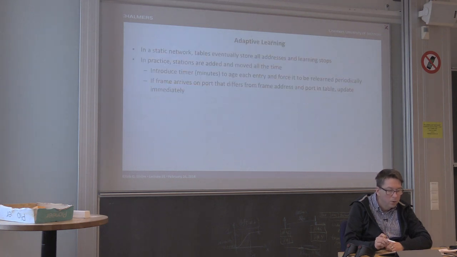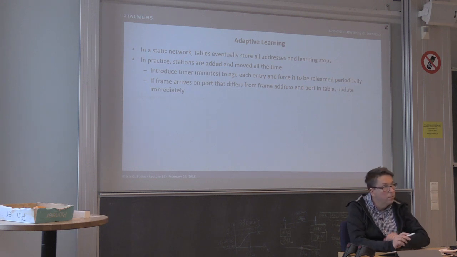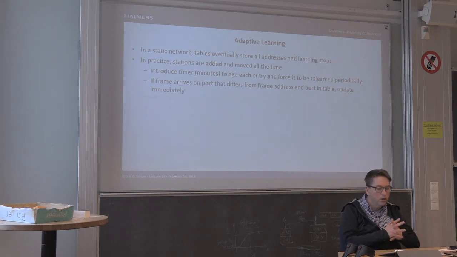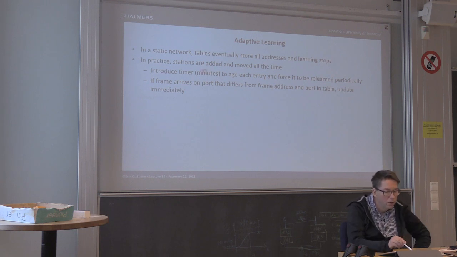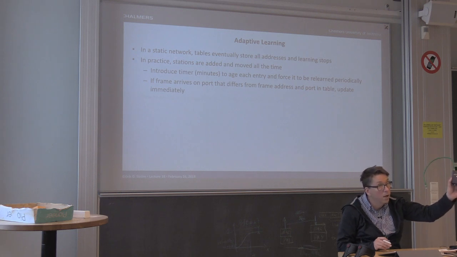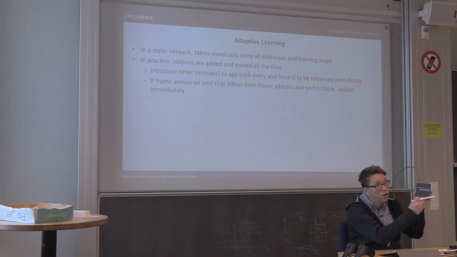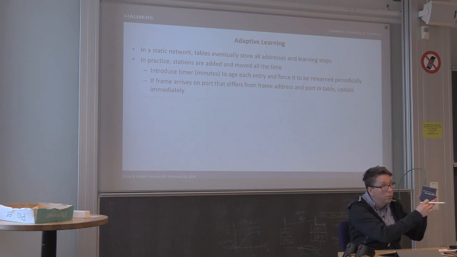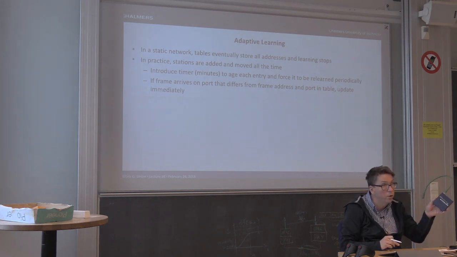Okay. So a few seconds and we're done for today. So this adaptive learning works well. And in static networks, these tables will eventually store all addresses and then learning stops. However, in practice, stations are added and moved around all the time. So there is some timer expiration of these entries, and every now and then the switch forgets its entries in the forwarding table, and then this needs to be learned anew.